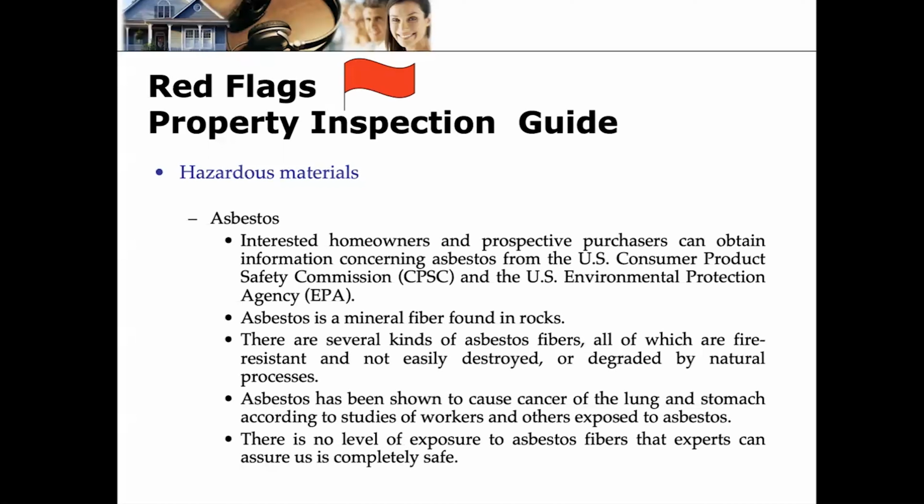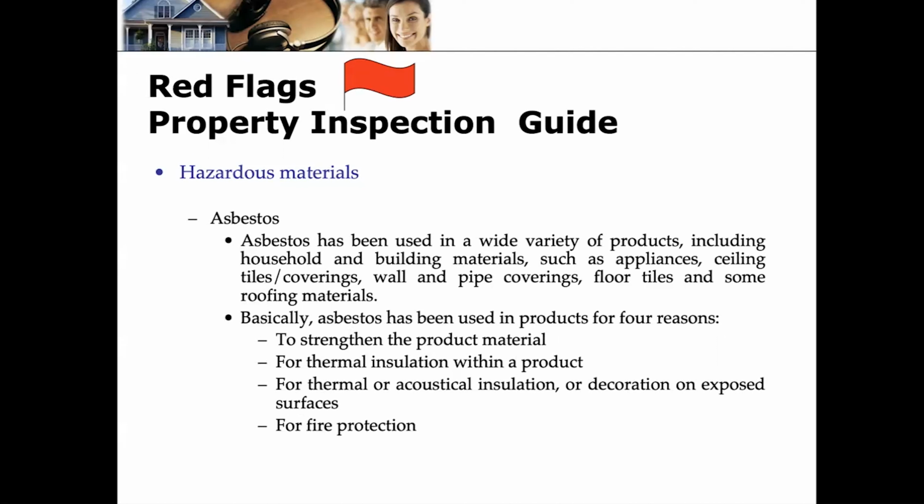Asbestos has been used in a wide range of household and building products, such as appliances, ceiling tile covering, wall and pipe covering, floor tiles, and even some roofing materials. Basically, asbestos has been in products for four reasons: to strengthen the product's material, for thermal and acoustical insulation, for decoration on exposed surfaces, and for fire protection. Asbestos was a good fire protection.